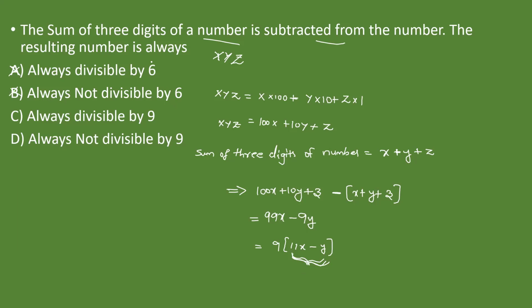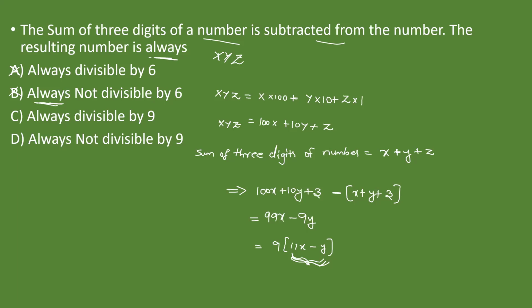Why? Because here the case is always. If it were only not divisible by 6, then there is a chance. But here they are saying always not divisible by 6. For some values of x and y, this value can become a multiple of 6. Because of that reason, we are not considering this always statement. Sometimes it may be divisible, sometimes it may not be divisible. Because of that reason, we are cancelling these two options.